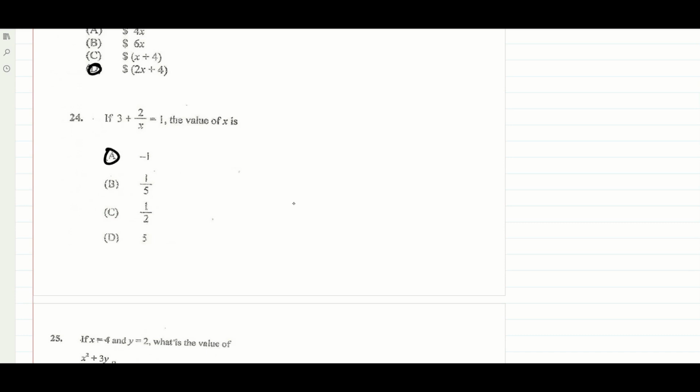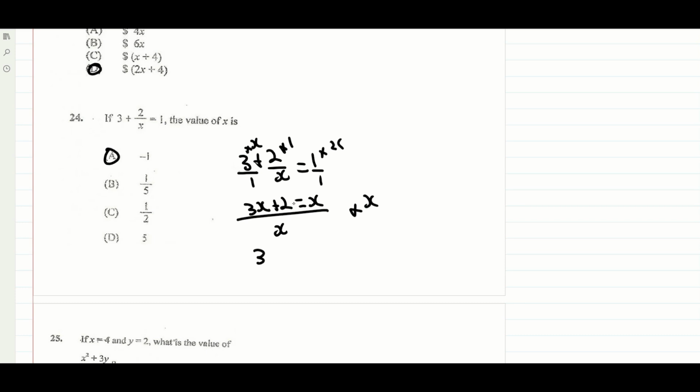We did this question, but let's just do it. 3 plus 2 over x is equal to 1. What you can do, this is an x, so you can put 3 over 1, this over 1. The LCM here is x. So you're going to get 3x plus 2 is equal to x. You multiply the entire thing by x to get rid of this. So you go 3x minus x plus 2 is equal to 0. So you get 2x is equal to negative 2, so x is minus 2 over 2, which is x is equal to negative 1.